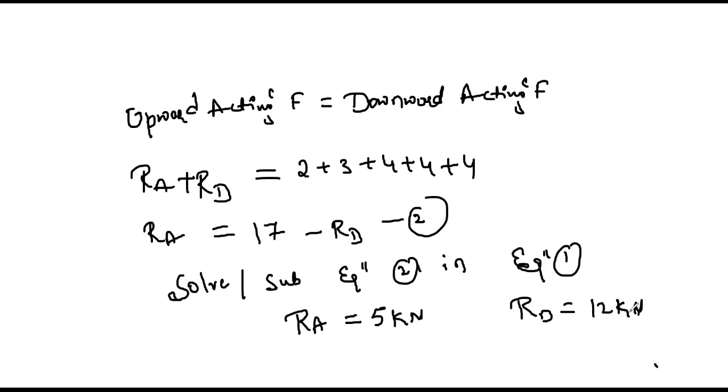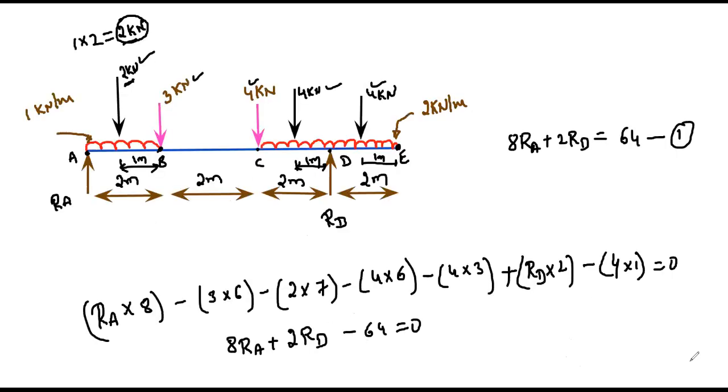So try to solve this. If you don't understand how to get these values, comment below so that I can explain. Once we get these values, the value of RA is 5 kilonewton here, and the value of RD is 12 kilonewton.